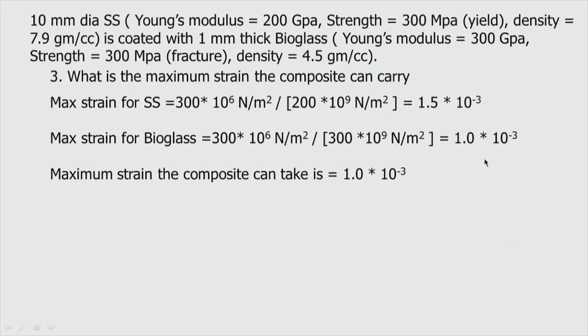Why did we take this 300? This is the yield, and here also this is the fracture, so the numbers are the same. We put this here, but the moduli are different, so we end up with different strain values. As I mentioned, we always have to take the lower of the two strain values, because it is a composite. Once it reaches this value, the composite material will start failing.